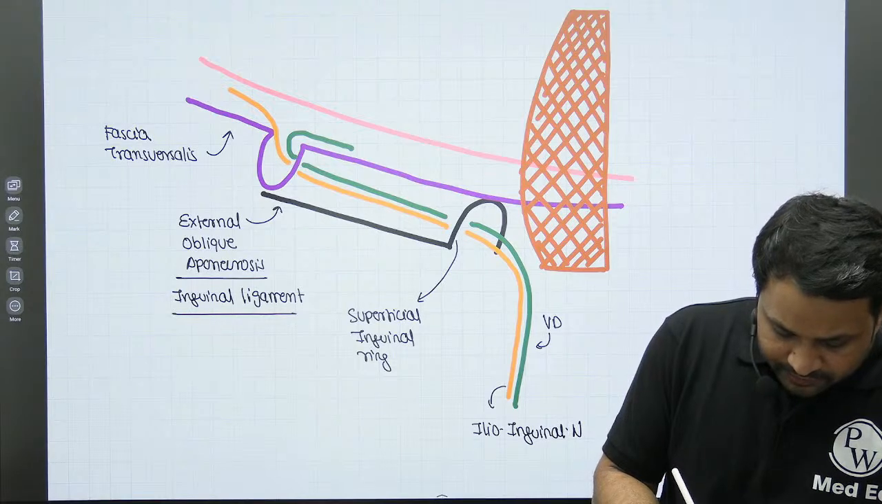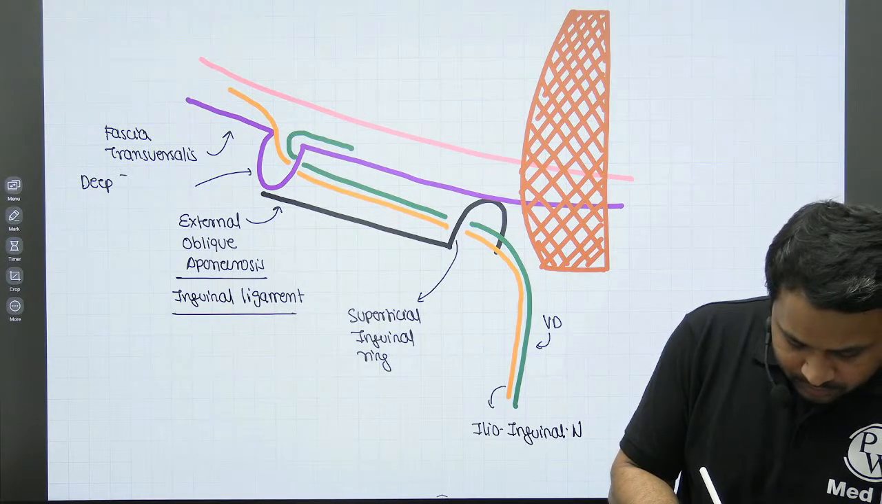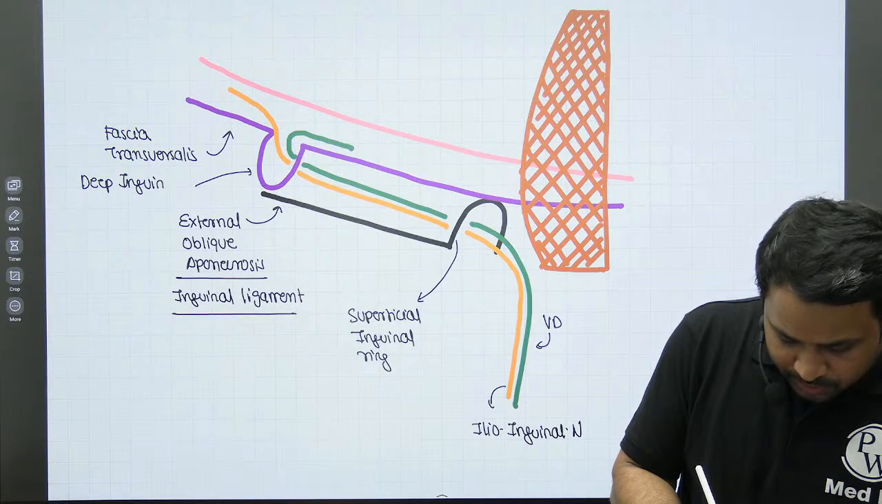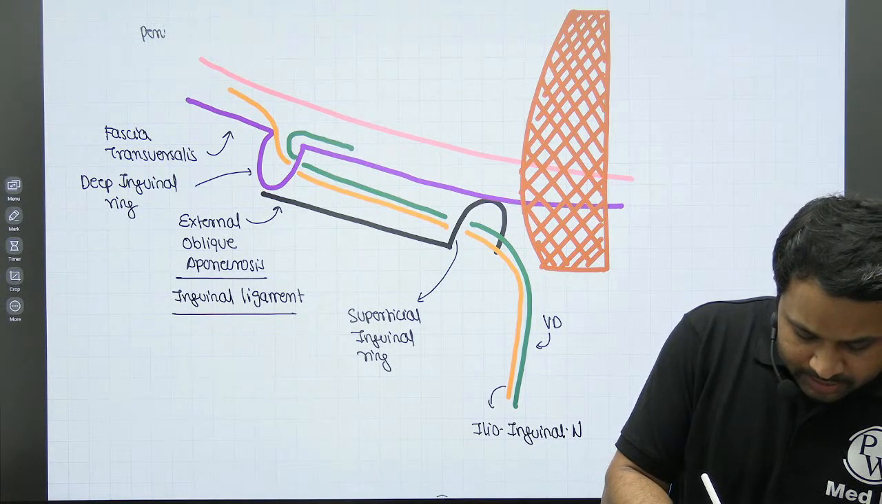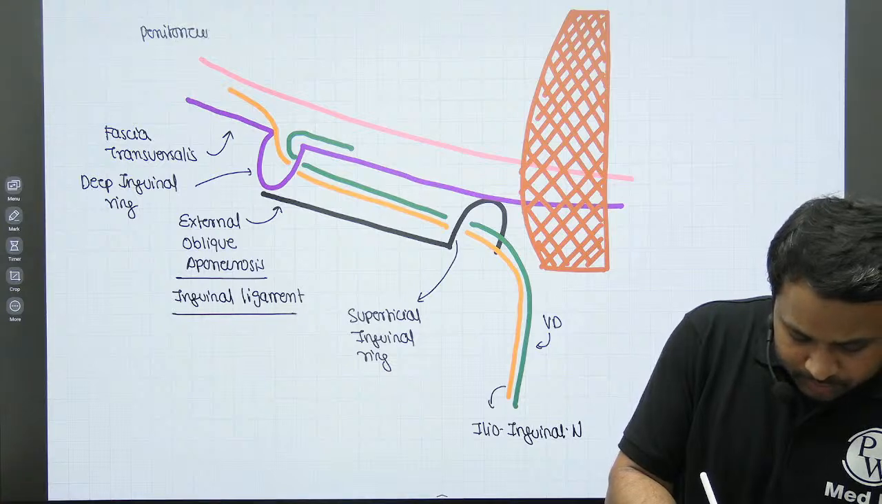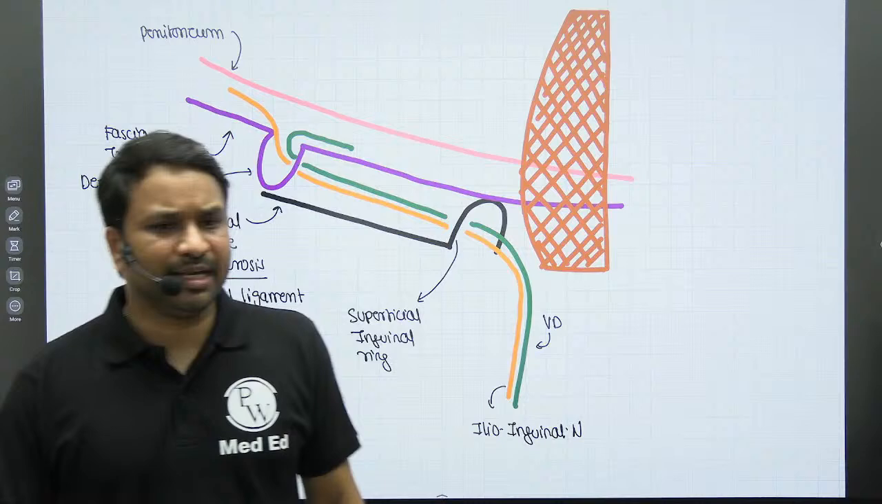Now this defect in the fascia transversalis is your deep inguinal ring. This happens to be your deep inguinal ring. ऊपर वाला जो pink वाला है, that is your peritoneum. This is your peritoneum. ठीक है? इतना ही है. ठीक है?